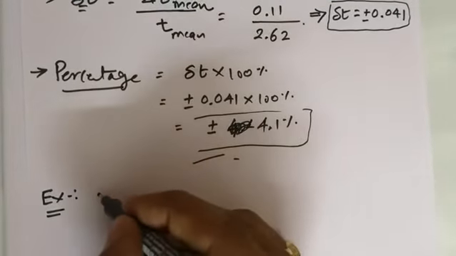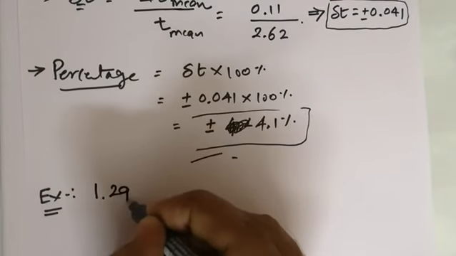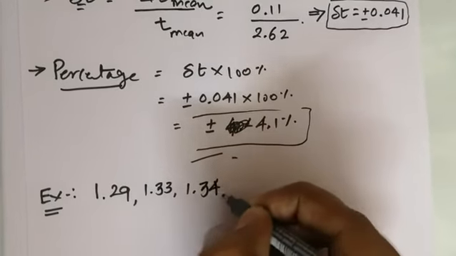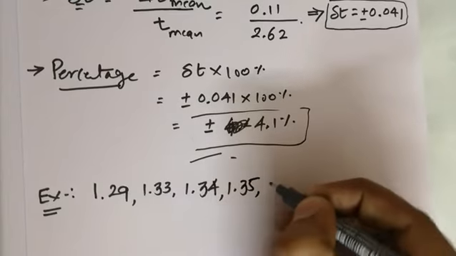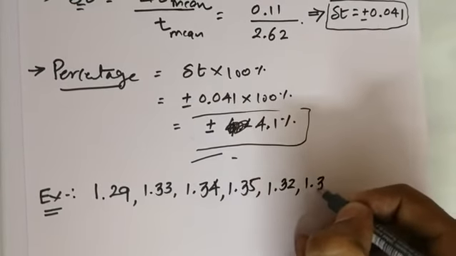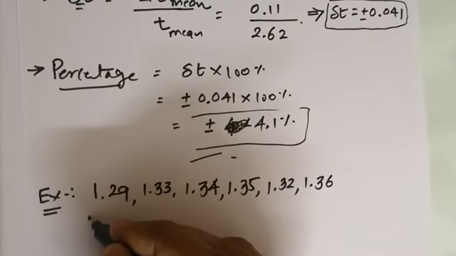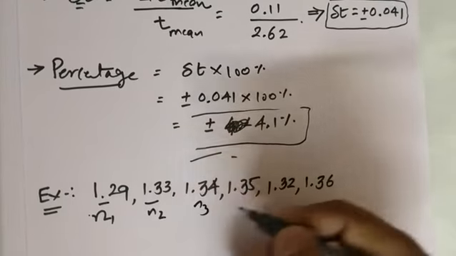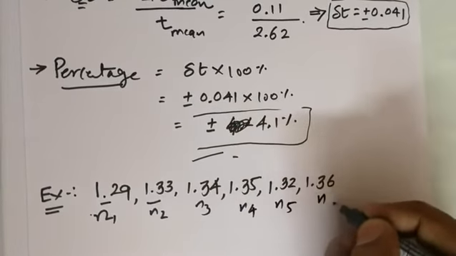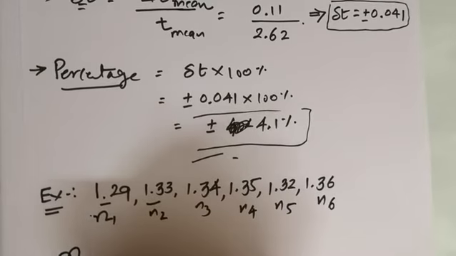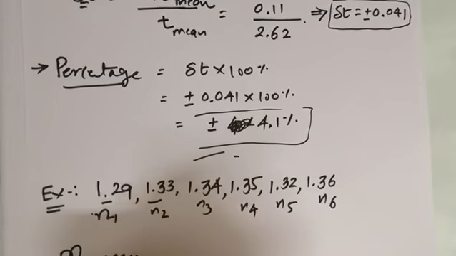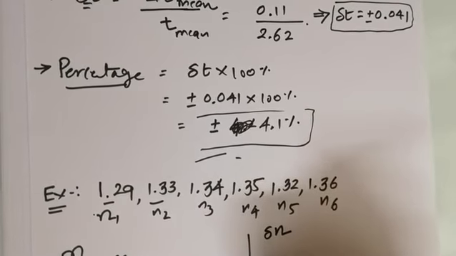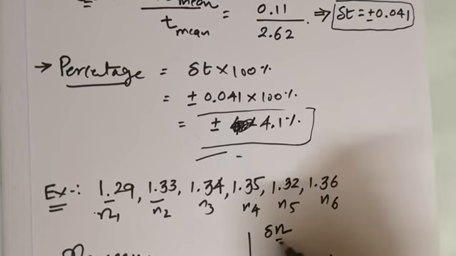Just go through that part and calculate by your own method. Let's say I have observations 1.29, 1.33, 1.34, 1.35, 1.32 and 1.36. For this much you have to find it. Let's name them n1, n2, n3, n4, n5, n6. First of all, give me the answer for n of mean, then delta n of mean, then find delta n and delta n multiplied by 100%.